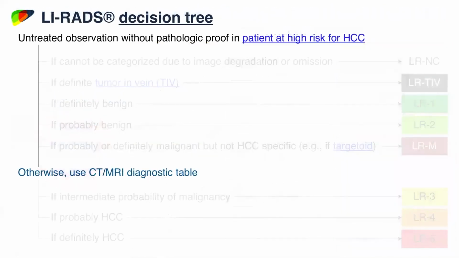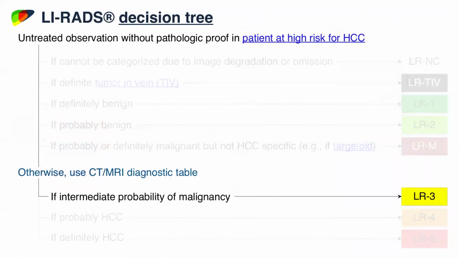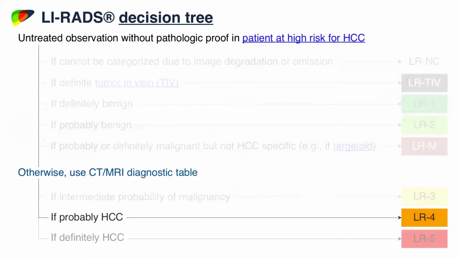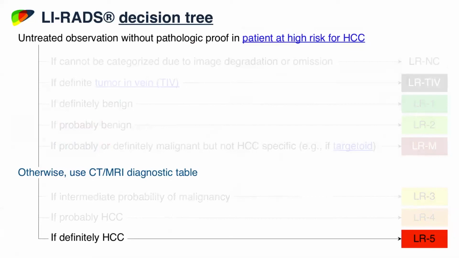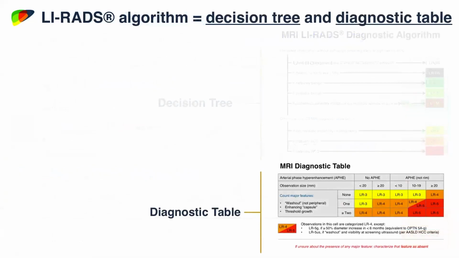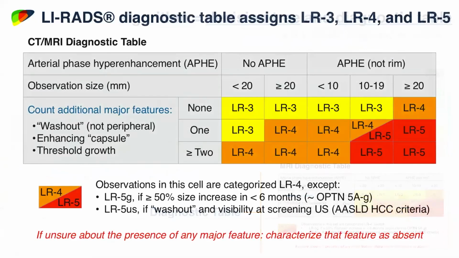Okay, so if it's not an LR-M, then we go to the CT/MRI diagnostic table, and if it's of intermediate probability of malignancy, we call it LR-3, probably HCC LR-4, definitely HCC LR-5. So now let's go to this diagnostic table, shown here, and this diagnostic table will allow us to categorize the things that are not LR-NC, the things that are not LR-TIV, the things that are not 1, 2, or M. So we exclude all of those things, and now we're going to categorize 3s, 4s, and 5s based on this table.